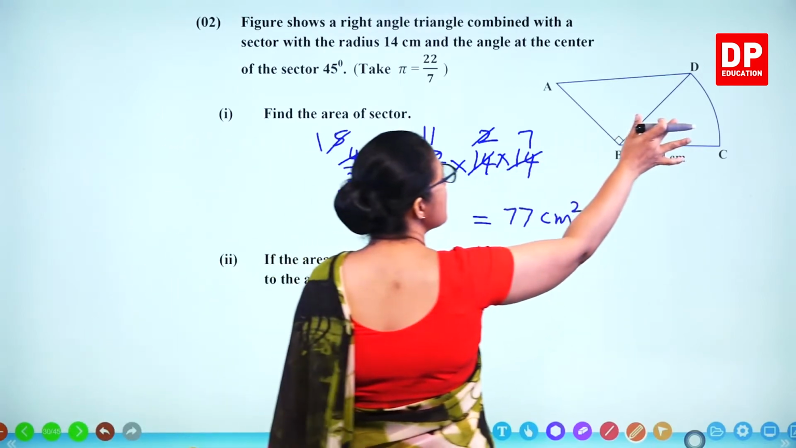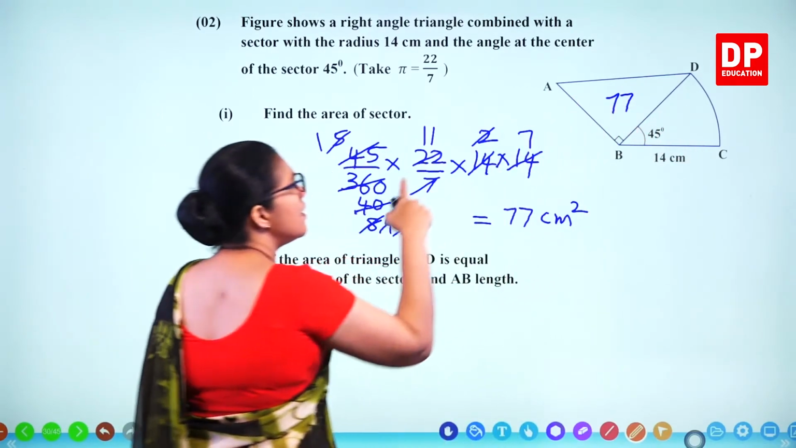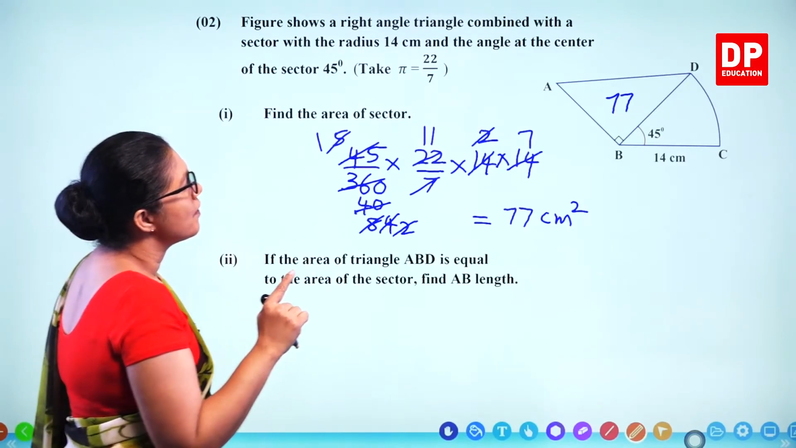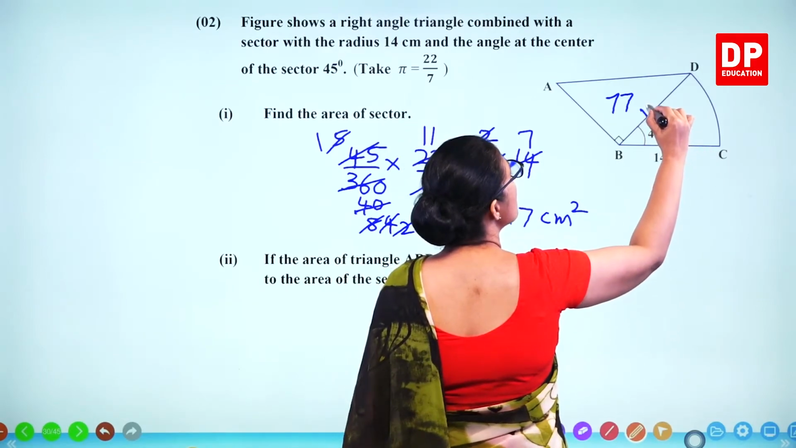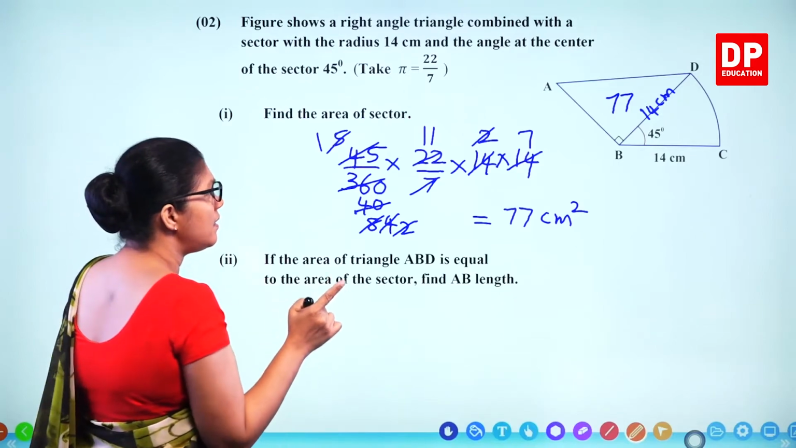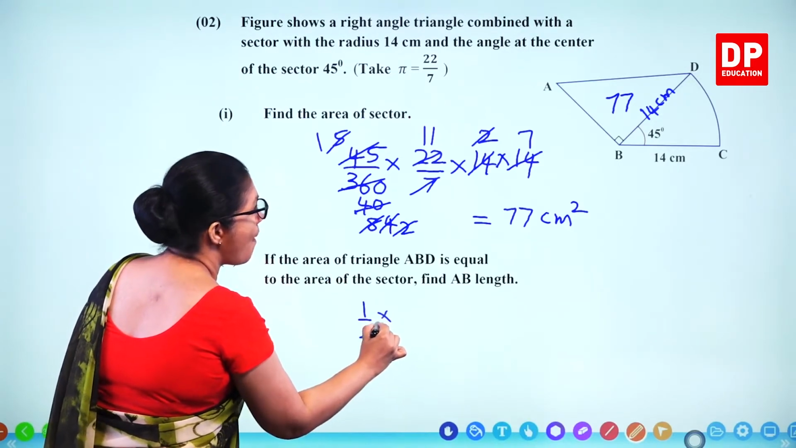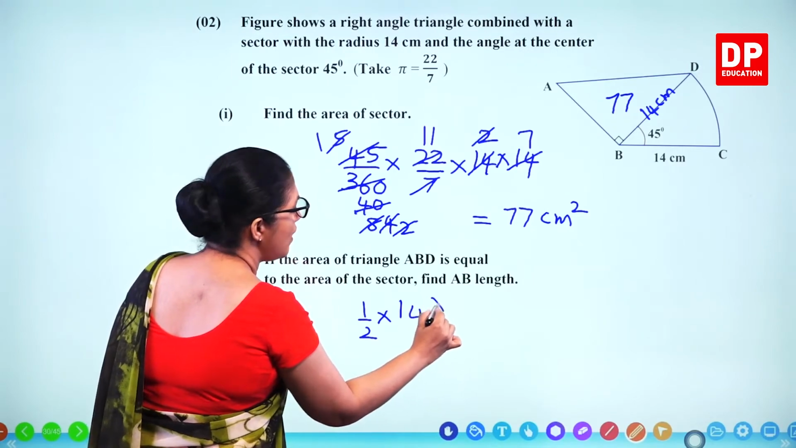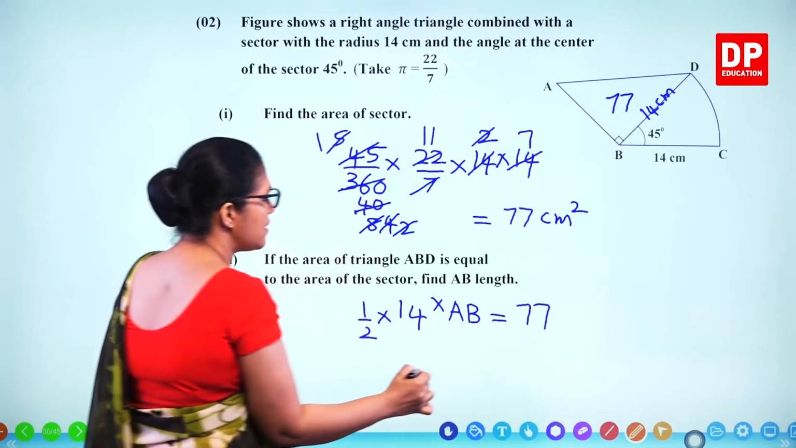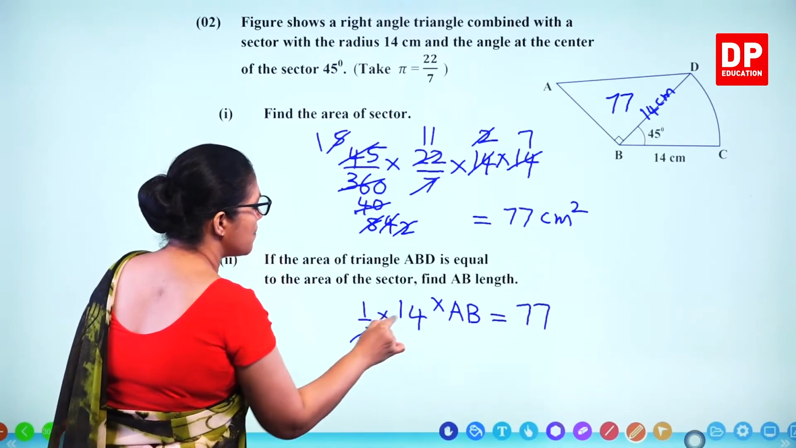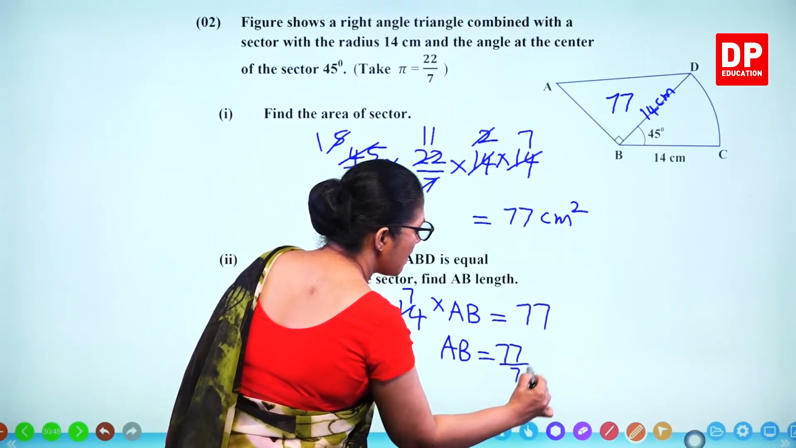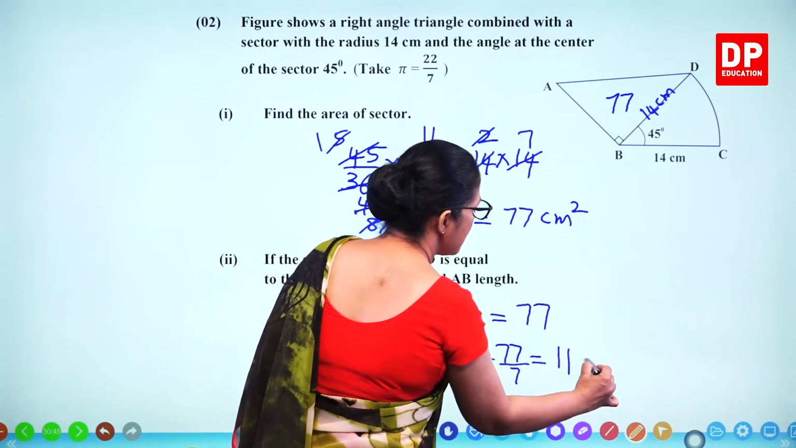If the area of the triangle ABD is equal to the area of the sector, find AB length. So this is 77 means this is also 77. So how do you find out AB length? So we know this is 14 means this is also 14. That's the radius. So what's the area of a triangle? Half into base 14 into length AB. AB is the perpendicular height. That's equal to 77. So 2 times 7, AB is equal to 77 divided by 7, 11 centimeters.